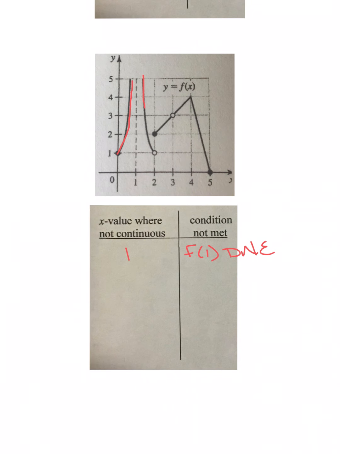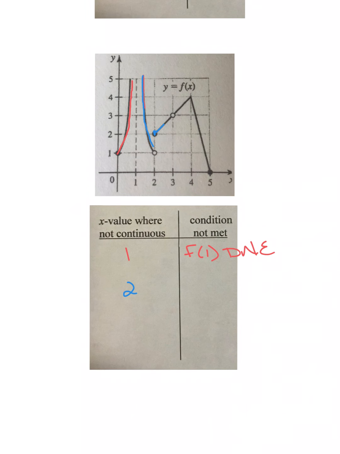Now, if we continue tracing on our graph, we'd come here to where x equals 2, and we would have to pick up our pencil to begin again. So 2 is the second place where we are not continuous. At 2, question 1, does the function exist? Do we have a solid dot? Yes. So that condition's okay.